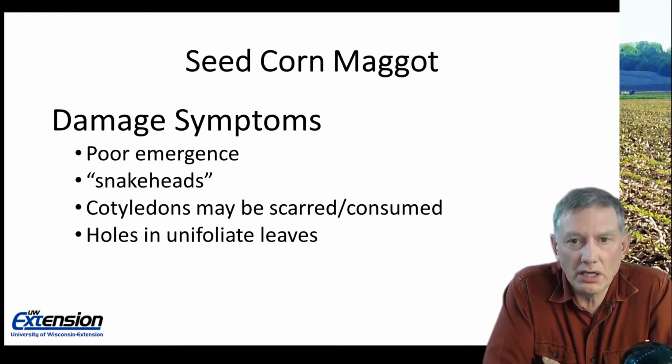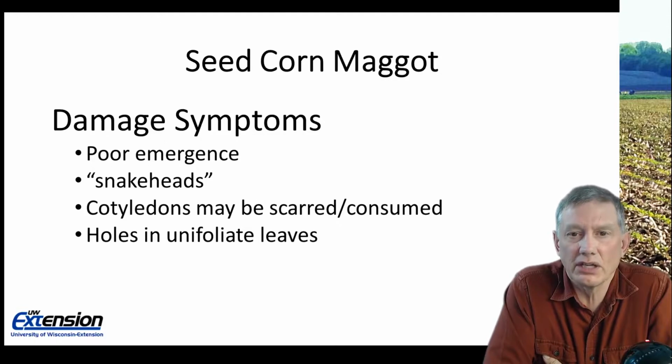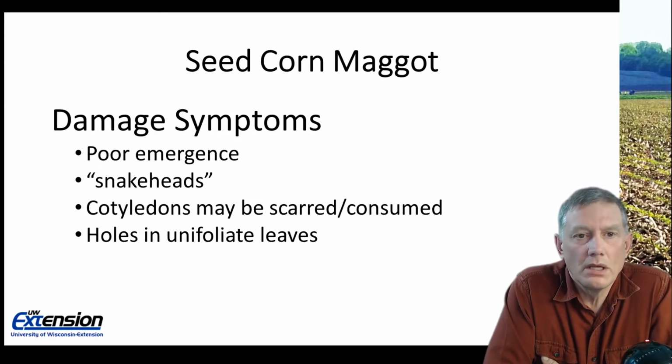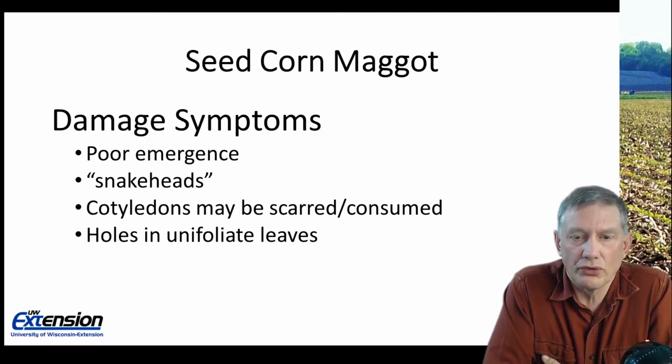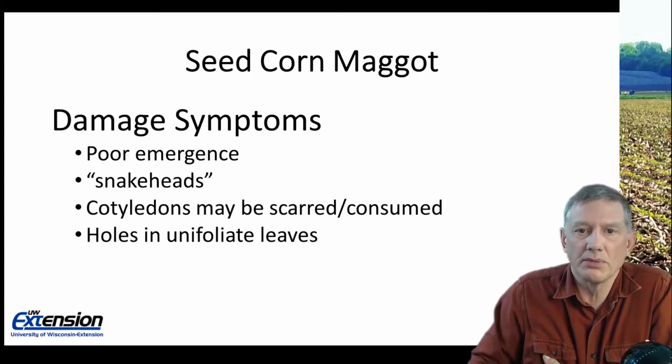They may feed on the cotyledons. They may scar it, in which case, if they don't get to the growing point, that's not of economic concern, or they at times can consume the whole cotyledon. And finally, you can have holes in the unifoliate leaves, but that's primarily cosmetic in nature.